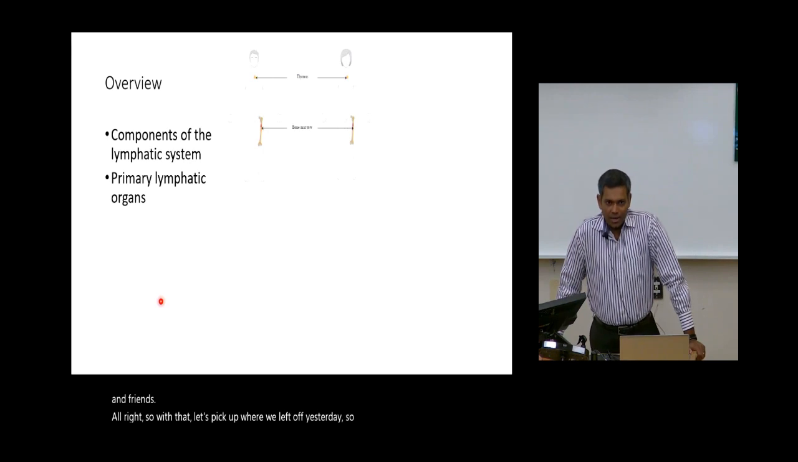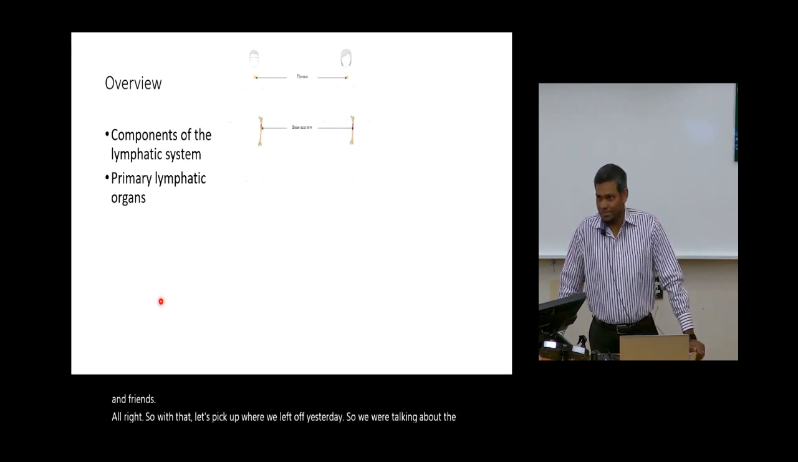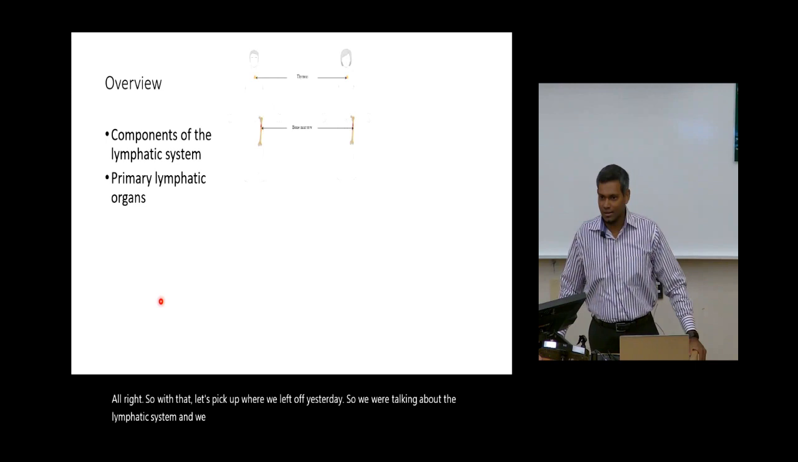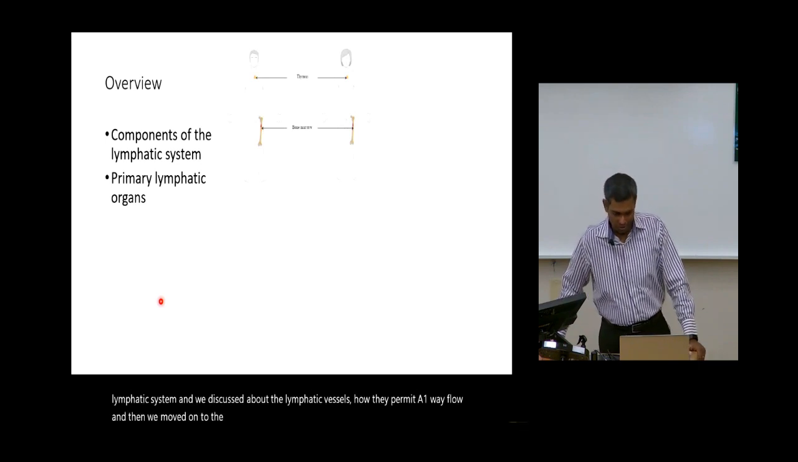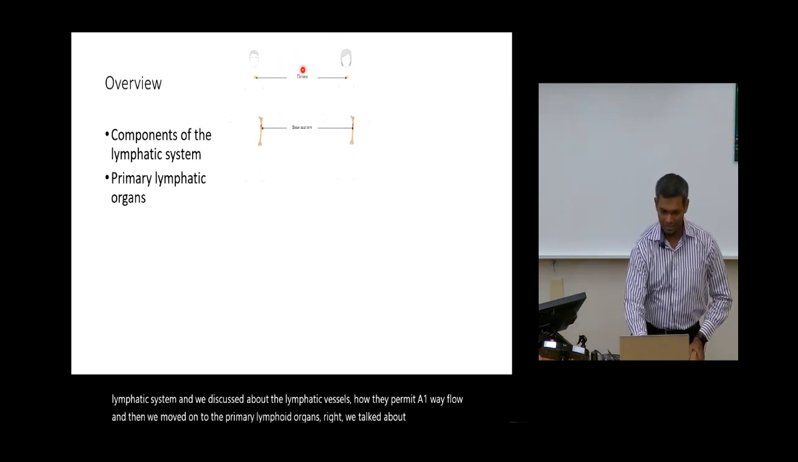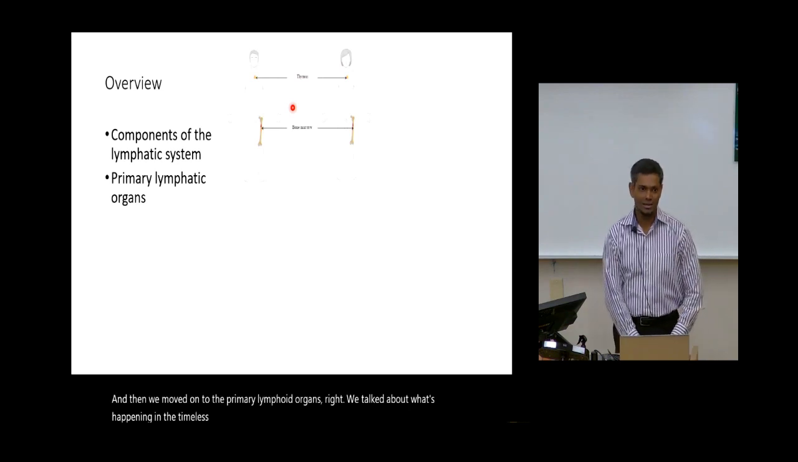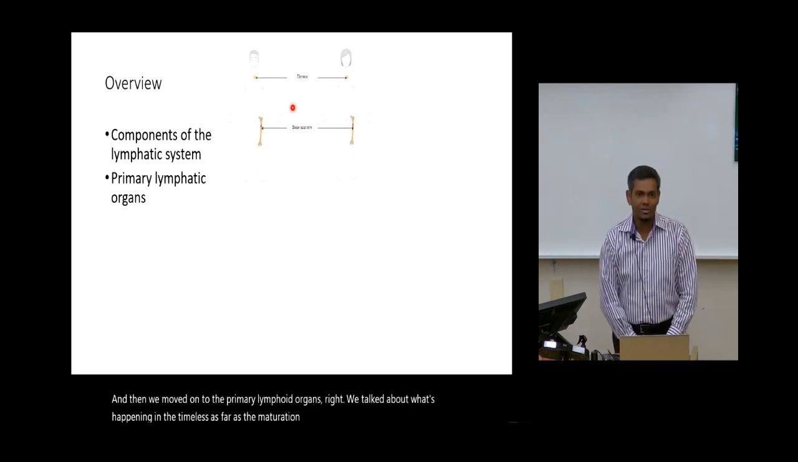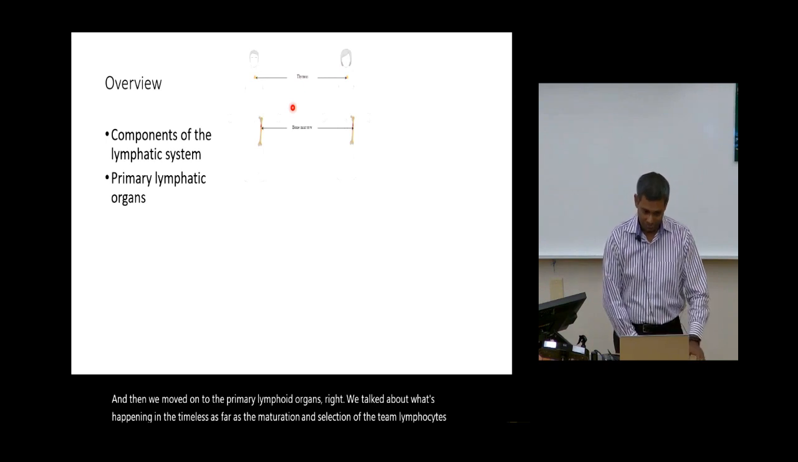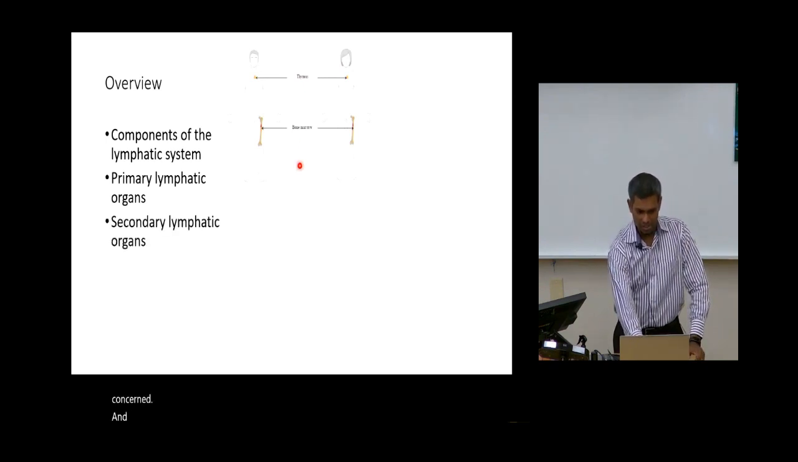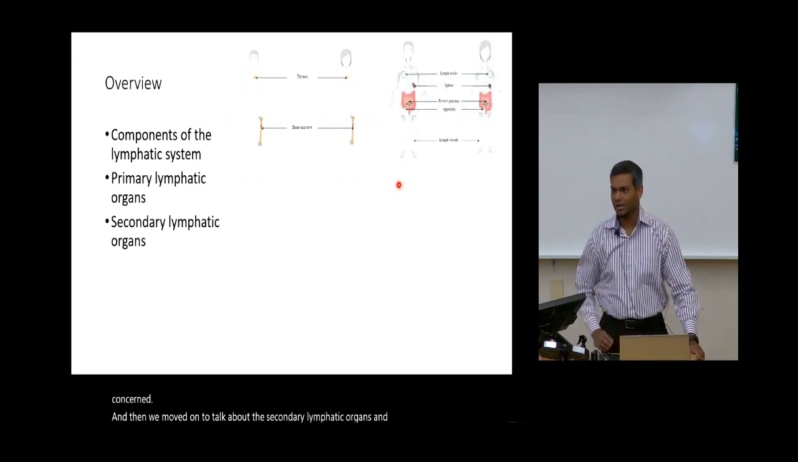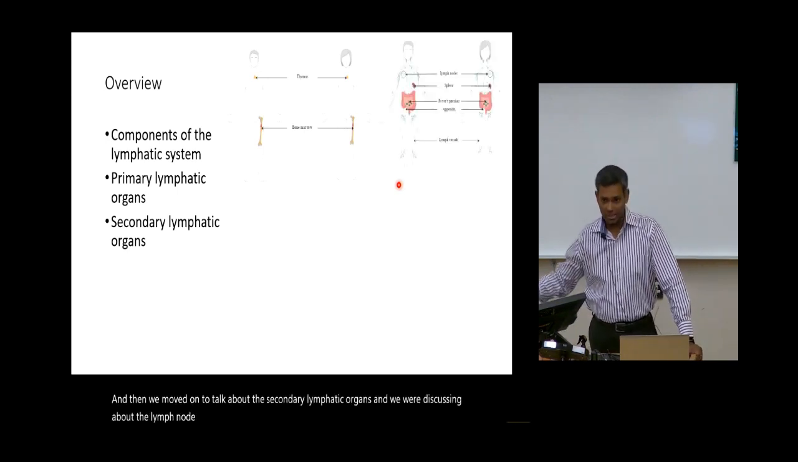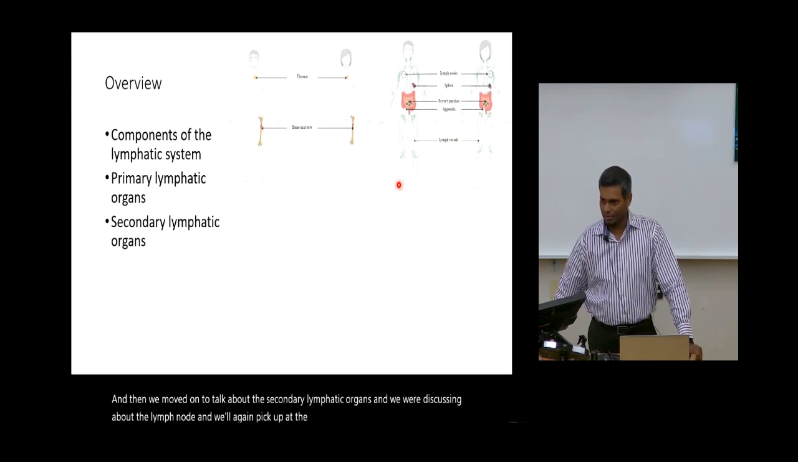So we were talking about the lymphatic system, and we discussed the lymphatic vessels, how they permit a one-way flow, and then we moved on to the primary lymphoid organs. We talked about what's happening in the thymus as far as the maturation and selection of the T lymphocytes is concerned. And then we moved on to the secondary lymphatic organs, and we were discussing the lymph node, and we'll pick up at the lymph node where we left off.